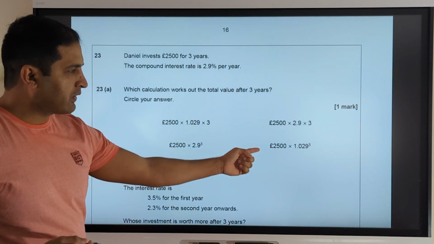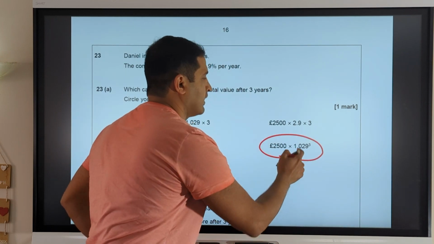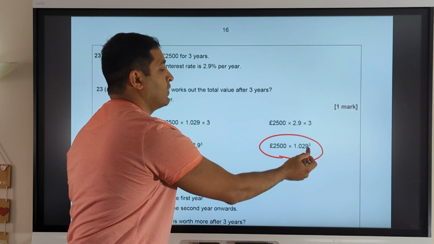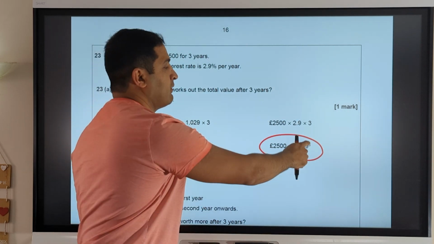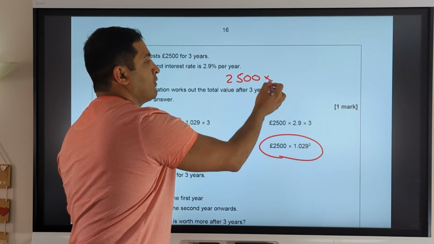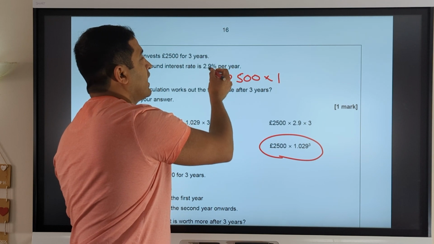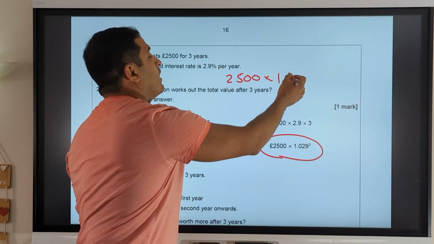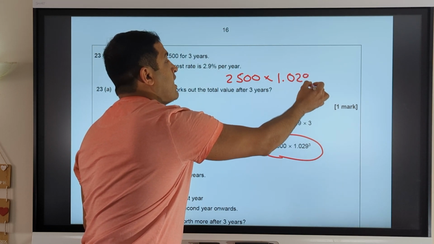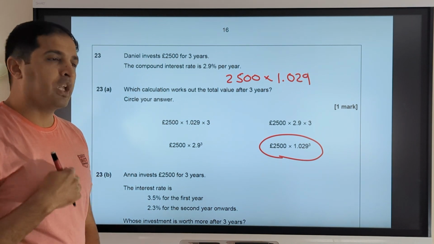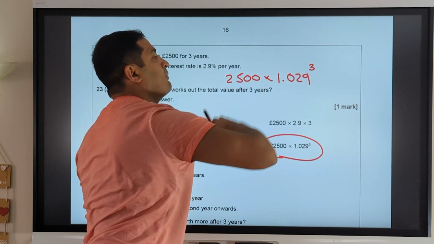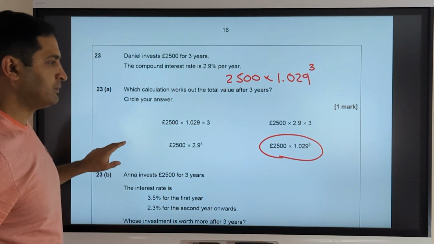So 25,000 times 1.029, because 2.9% would be 1.029, increase every year, and we're doing it for 3 years. At the end of the first year, 100 at 2.9 gives you 102.9, which as a decimal is 1.029. So when you multiply, that gives you the amount you get at the end of the first year. Whatever the amount you get, multiply by it again, and we're doing that 3 times. So that's what the answer is.